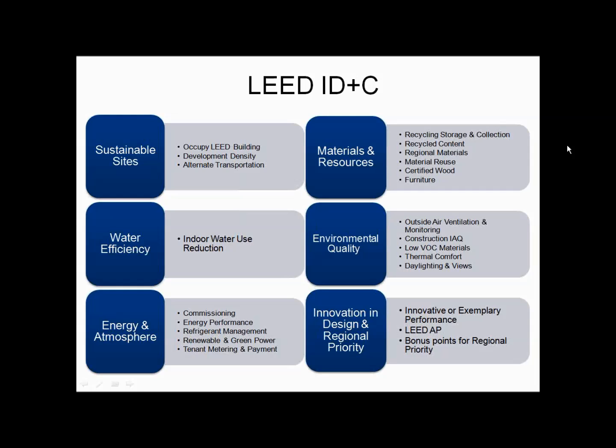So the way we get to 100 points in each rating system, even though there's different numbers and types of credits, is that the credits are weighted differently in the different rating systems. The energy credits have more impact in new construction than they do in energy atmosphere. I think that's true. But materials has more impact in the ID&C than it does in new construction. So depending on what you're doing, the credits are weighted differently. So a strategy might not just be worth 1 point and be worth multiple points.